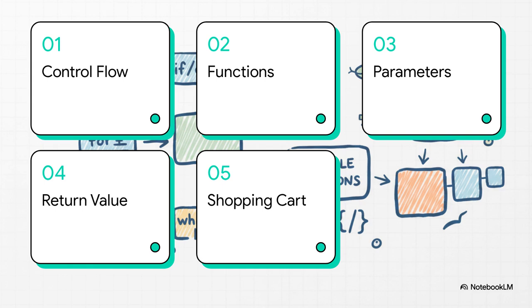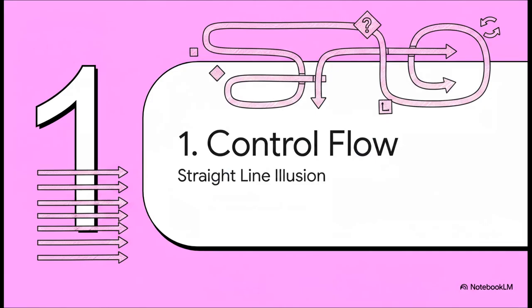So, here's the game plan for today. First up, controlling the code flow. Second, functions, your building blocks. Third, parameters, passing the data. Fourth, return, capturing the output. And finally, we'll wrap it all together with the shopping cart project. Let's get into it. Section 1, controlling the code flow.